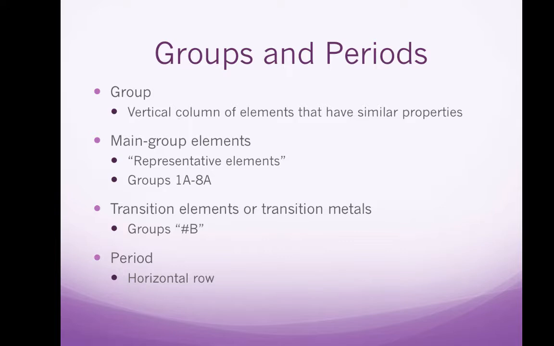Okay, let's talk a little bit about the periodic table. So there's groups and periods. A group is a vertical column of elements, and they all have similar properties. We have the main group elements, or the representative elements, and those are groups 1A through 8A. And those are on the far left and far right of the periodic table. And then we have the transition elements or transition metals. And those are groups with the number and then B. And then a period is just a horizontal row.